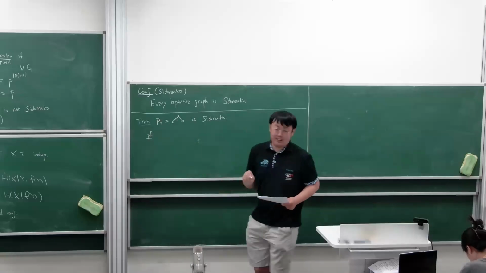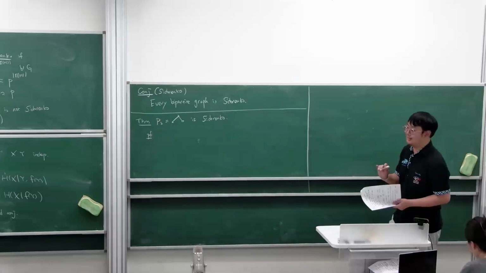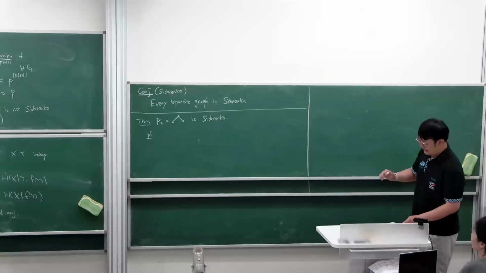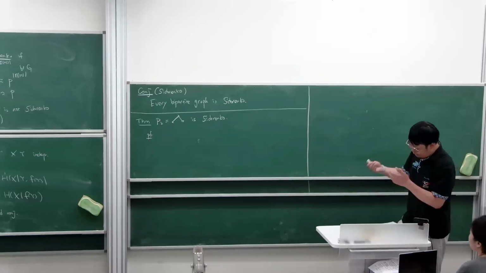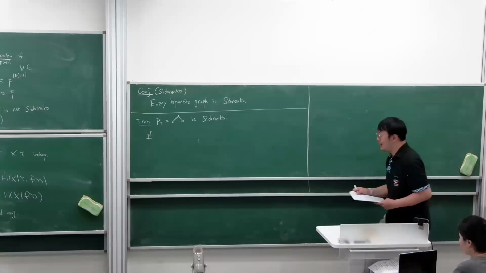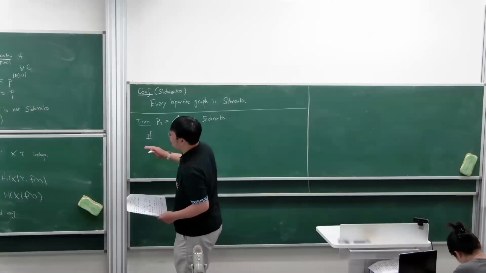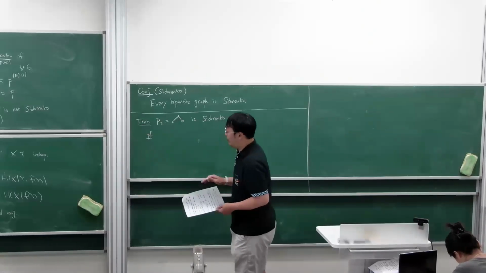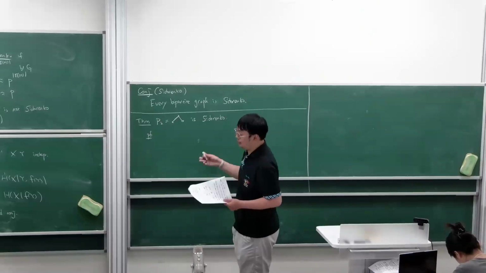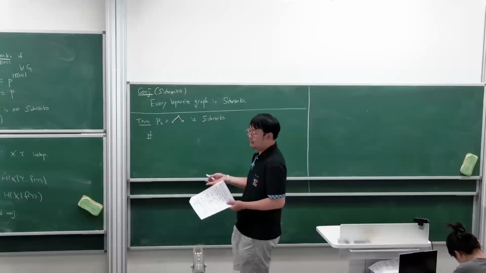So I'm going to first give you a proof without using entropy, and then tell you how to prove it with entropy. Since we care about the homomorphism density from a P2 to a graph, we might want to first compute the number of homomorphisms from P2 to a graph.